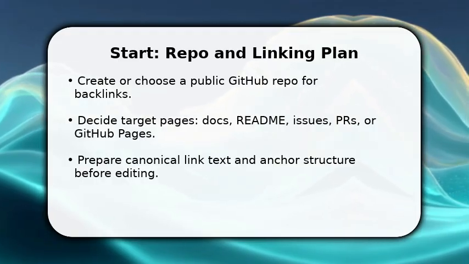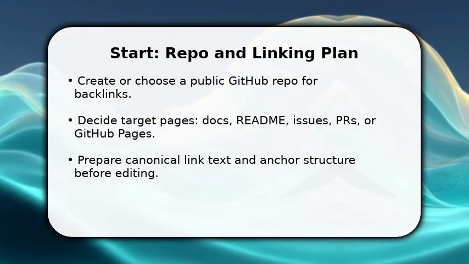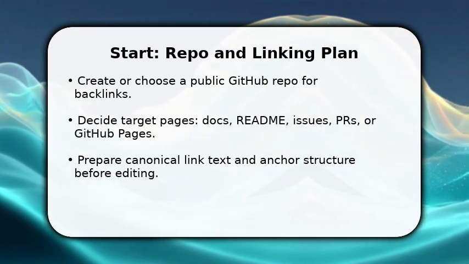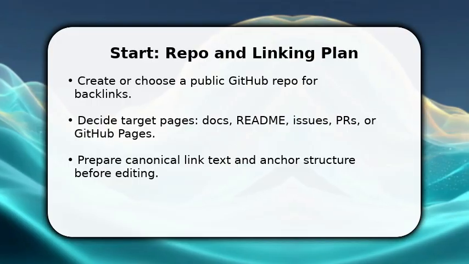Then commit a simple change to test link behavior and visibility. This first commit confirms permissions, and that links render correctly on GitHub's Markdown renderer.